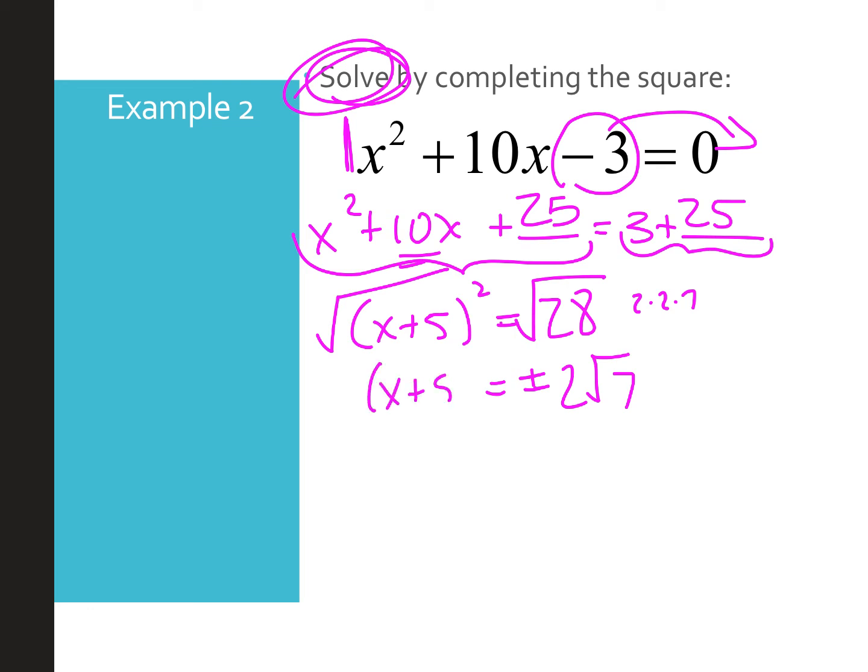Over here, I've got x plus 5. And to solve, I just have to move this 5 to the other side. So I'm going to have x equals negative 5 plus or minus 2 rad 7.